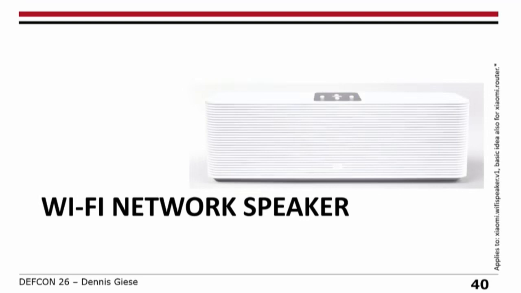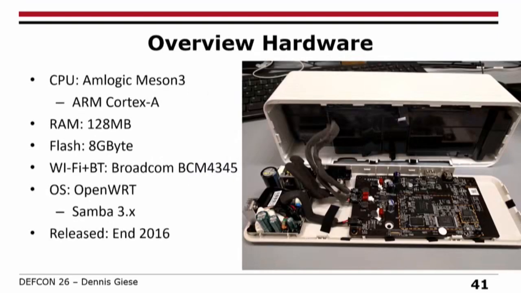Okay, let's go to the next device, the Wi-Fi network speaker, which I also have here. It's more or less like a soundbar with some integrated functionality like Amazon Echo, but with a different Chinese Echo, Alexa thing. If you open this device, you see again that it's a Cortex-A chip from Amlogic, which is quite usual for stuff like TVs. It has 128 megabytes of RAM, 8 gigabytes of flash, so you can put your music on it to play around. It has Wi-Fi and Bluetooth through a Broadcom chip, and it runs OpenWRT. They use a quite old version of Samba there, which is not so nice actually. And this whole thing was released in 2016.